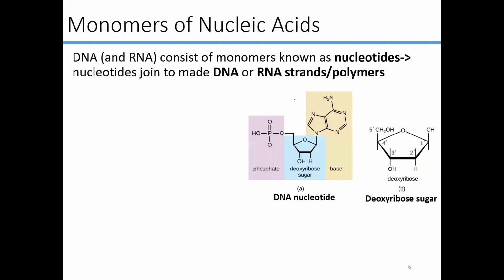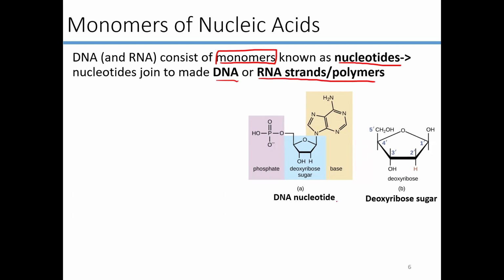All right, so now that we've discussed a little bit of those chromosomes, specifically identifying our autosomal, which is our body, and then our sex, which is, again, going to relate to sex, now we're going to see exactly the monomers of our nucleic acids. So DNA and RNA are going to consist of monomers. Remember, mono meaning small, known as our nucleotides. Now, nucleotides join to make our DNA or our RNA strands.